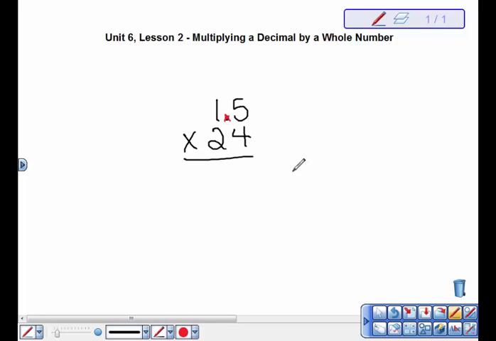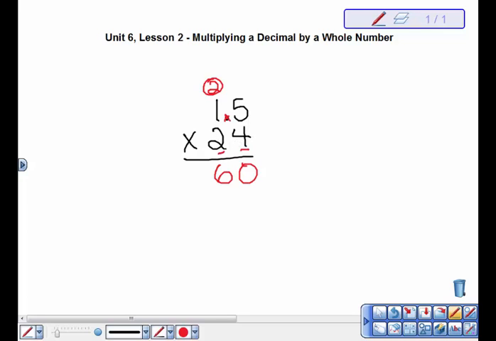So let's first go ahead and multiply as if this was 15 times 24. That's super easy. I start with the 4, I multiply the 1s and then the 10s, so I do 4 times 5 is 20. Put down the 0, carry the 2. 4 times 1 is 4, plus 2 is 6. So my first number is 60.